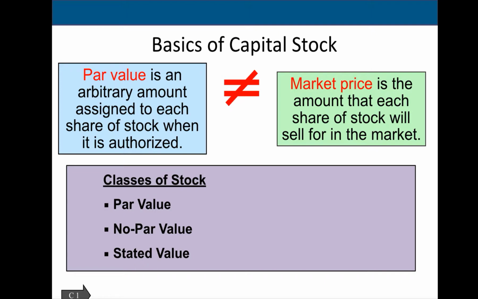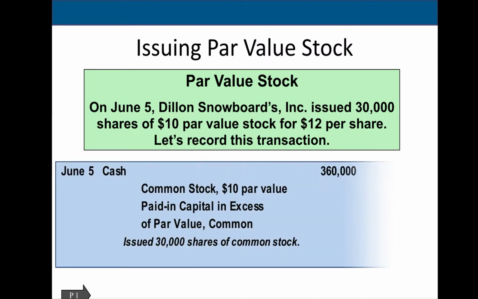But in terms of accounting for stock, it's important to know which class the stock falls into. In this example, we've got par value, and you'll notice that these journal entries all look very similar. When we sell stock for cash, remember the reason we are selling stock at all is generally because we need cash or assets. That's why we're willing to give up some ownership of the company through common stock, and we want some money back.